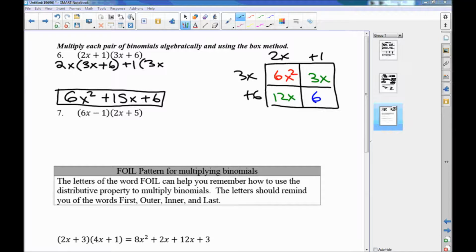And then we'll combine our like terms. So when I distribute the 2x to the 3x plus 6, I'm going to get 6x squared plus 12x. And when I distribute the 1 to the 3x plus 6, I get 3x and plus 6. So the 6x squared comes down. The 12x and the 3x are like terms, just like they were in the box method, so they make 15x. And then the 6 comes down. And you can see a lot of similarities between the two methods.